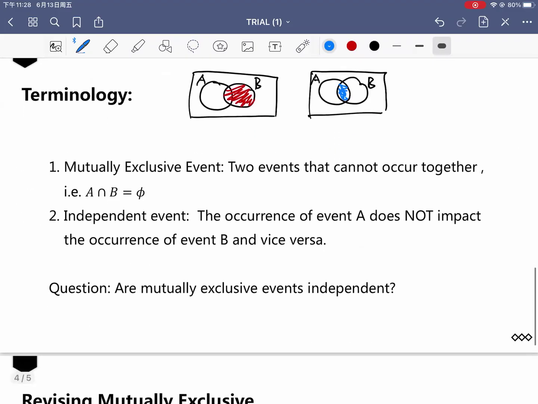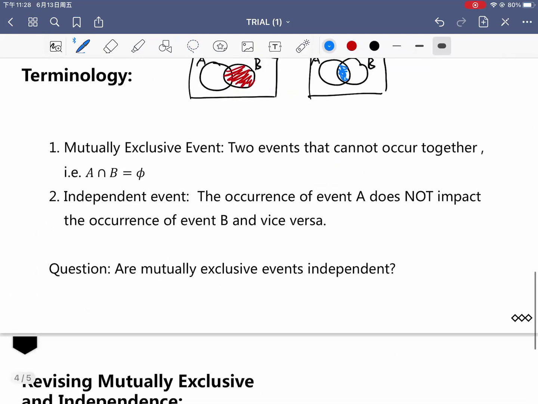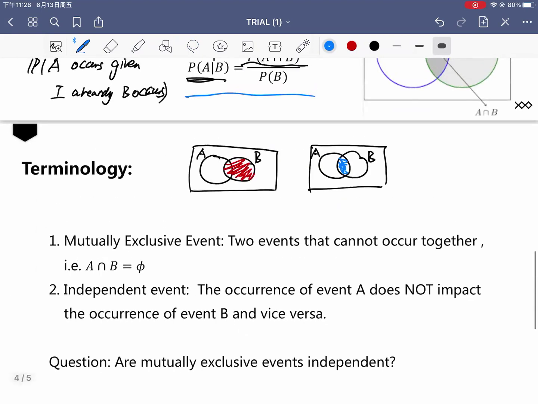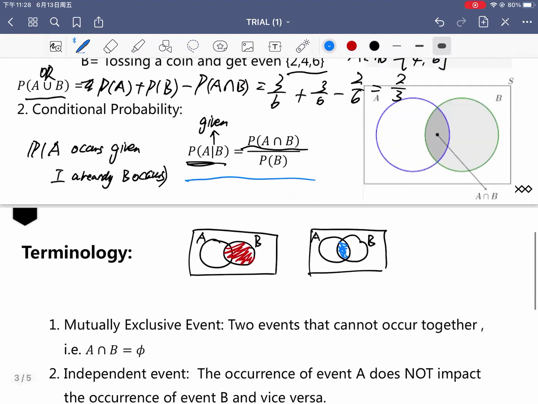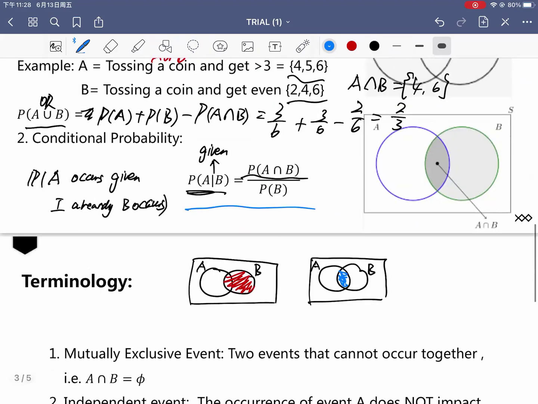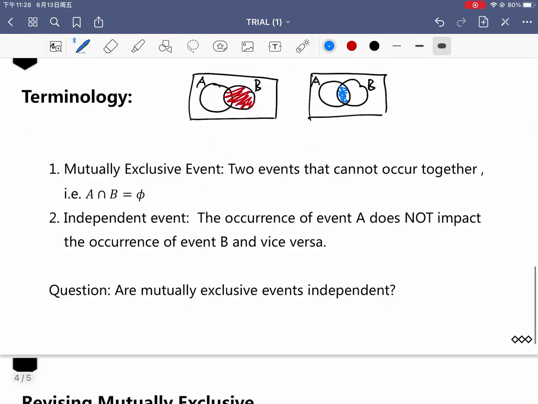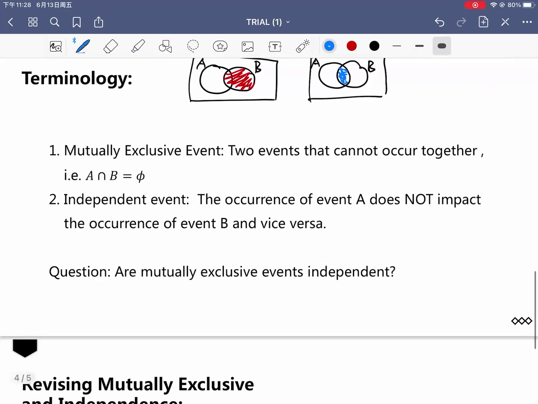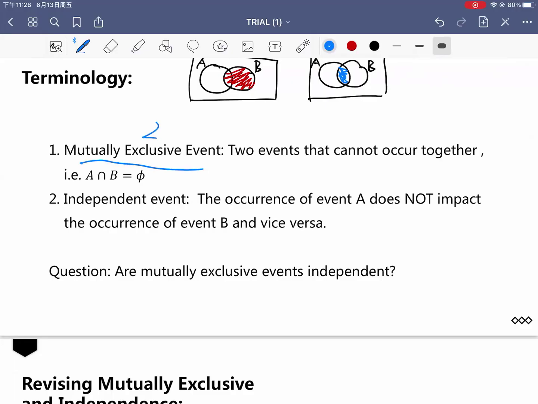After exploring conditional probability, the next thing we want to dive into is two special events: the mutually exclusive event and the independent event. We might want to know what a mutually exclusive event is. First, there are two events involved.